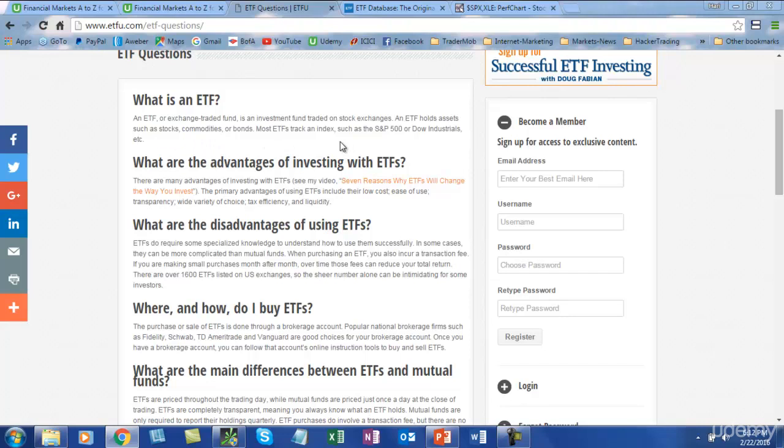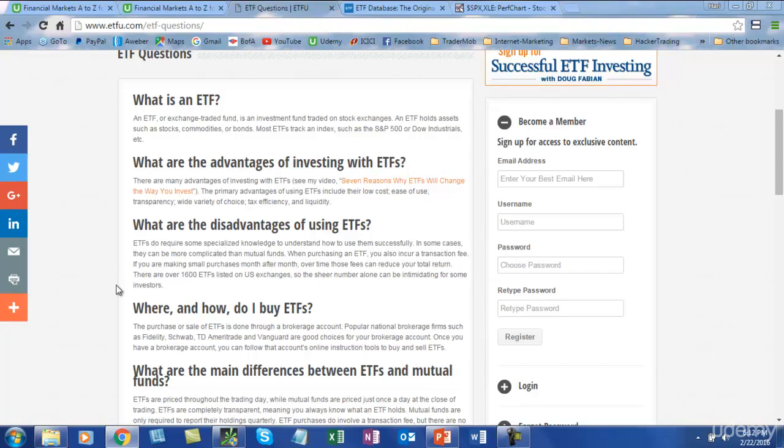Most ETFs track an index, such as the S&P 500 or the Dow Industrials. The primary advantages are low cost, ease of use, transparency, wide variety of choice, tax efficiency, and liquidity. And so these are some of the same negatives that mutual funds have. ETFs have solved some of these problems. They haven't solved all of the problems, but they've solved most of the problems.